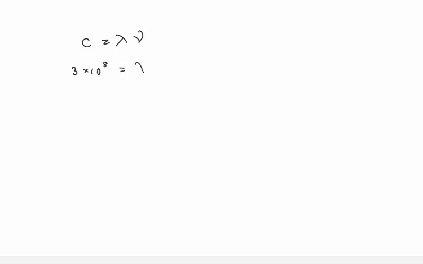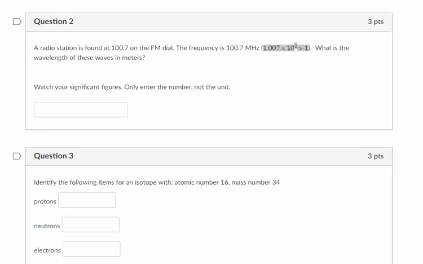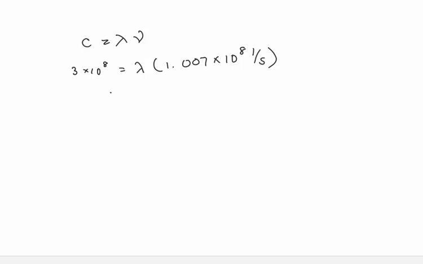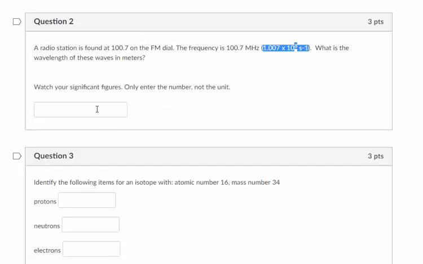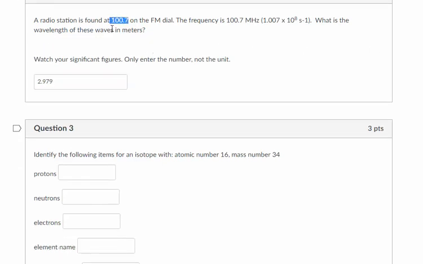That's going to be equal to lambda that we're looking for times the frequency. The frequency we're told is 1.007 times 10 to the 8th, that's to the positive 8th, 1 over seconds. Make sure that said positive 8. It did. So I divide both sides by 1.007 times 10 to the 8th, and I get my lambda is 2.979 meters. So that's what I'm going to report here, 2.979. We started with 4 sig figs.